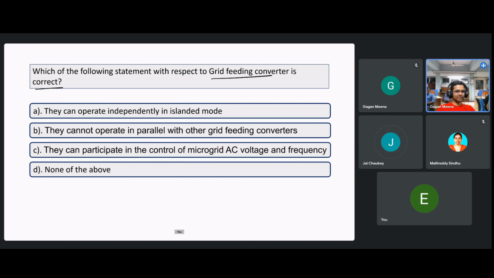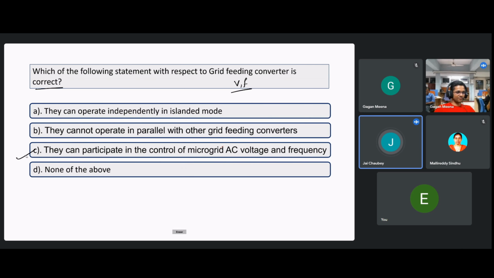The next option is this, control. So they can help in this, no? Because they feed P and Q. So by changing their output P and Q, they can help in maintaining the frequency and voltage. Yes, option C is correct. So option C is correct.